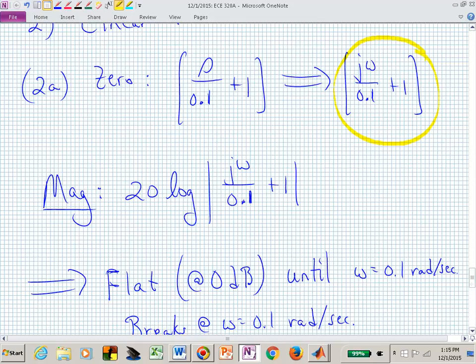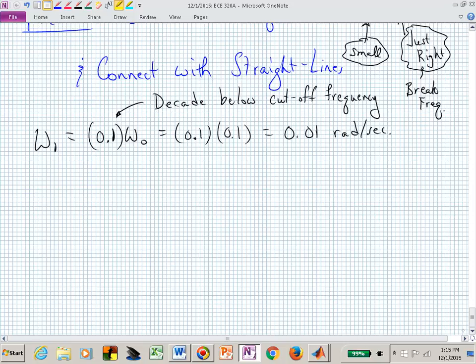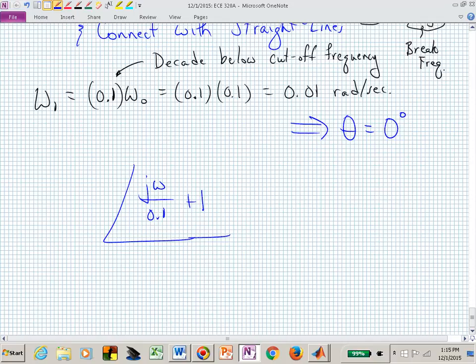So up until this break, or a decade below this break frequency, we're assuming that we can approximate the phase of that factor as 0 degrees. That's what we're assuming. That's the angle of j omega 0.1 plus 1. We're looking at that for these three frequencies. And in this case, right now, we let omega equal omega 1. And omega 1 is a decade below 0.1, which is 10 to the minus 2.